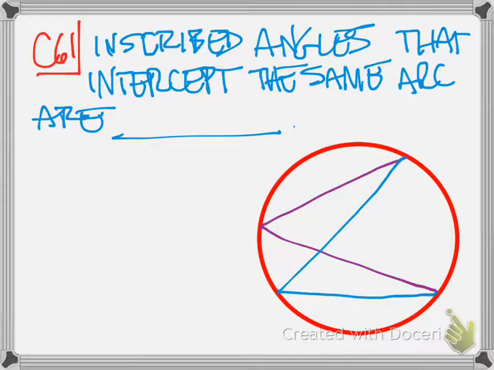So what do you think? I would think about it this way. Look, if the purple angle intercepts this orange arc, it's going to be half of its measure, because the central angle is equal to the measure of the arc, and the inscribed angle is half the measure of that central angle. Well, the blue inscribed angle is intercepting the same arc, which means it must be half of its measure as well, which means that the purple inscribed angle and the blue inscribed angle must therefore be congruent, or the same measure.